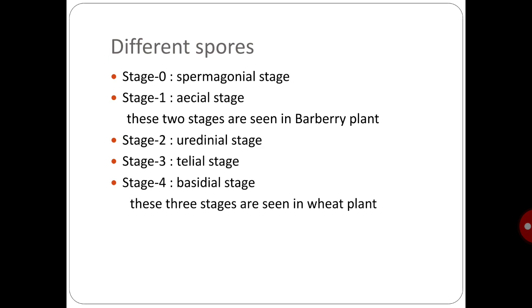Stage 0 is also called spermogonial stage or pycnidial stage. Stage 1 is called aecial stage. These two stages are generally seen on the barberry plant. And stage 2, that is uredial stage, stage 3, telial stage, and stage 4, that is basidial stage, are developed on the wheat plant. Generally, the spores formed during stage 0 and the spores of stage 4, that is basidiospores, are single nucleated spores, whereas the remaining three middle spores, such as aeciospores, urediniospores, and teliospores, are binucleated structures.